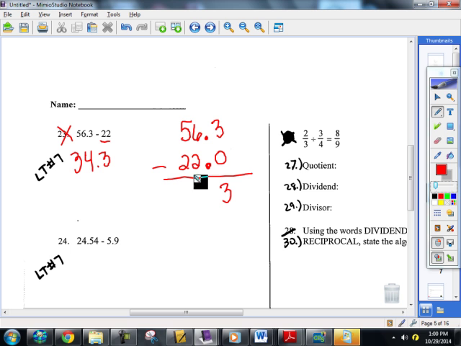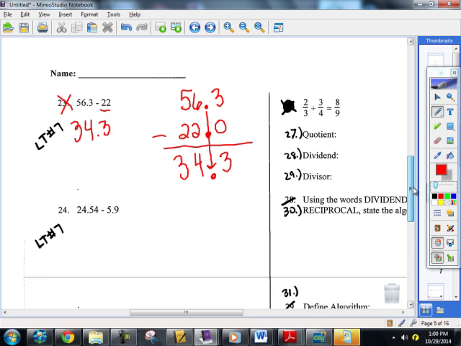6 minus 2 is 4. 5 minus 2 is 3. What should I do with my decimal? Bring it straight down. 34.3. You must have that work to get it correct. Give yourself a checker next on your learning targets also. Yep. It's all right. It happens.